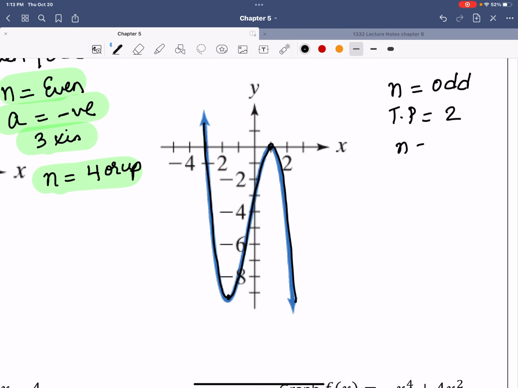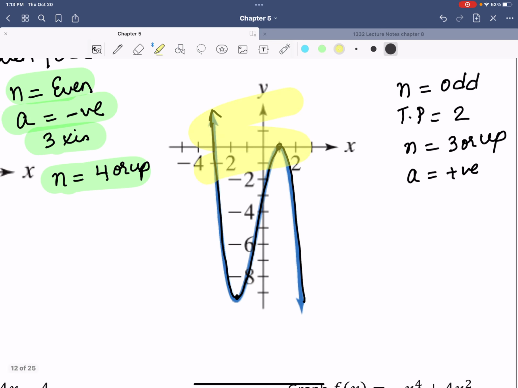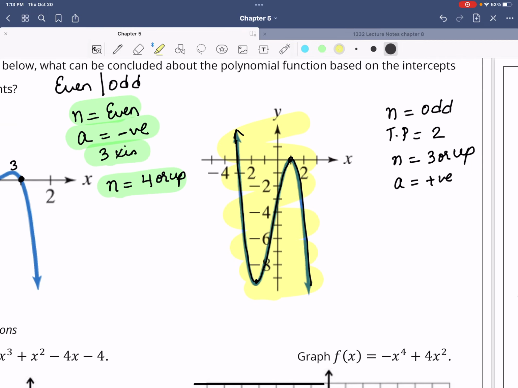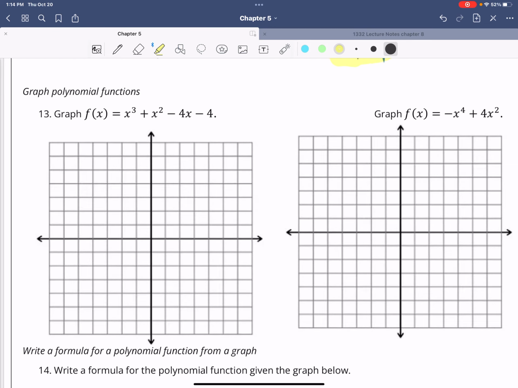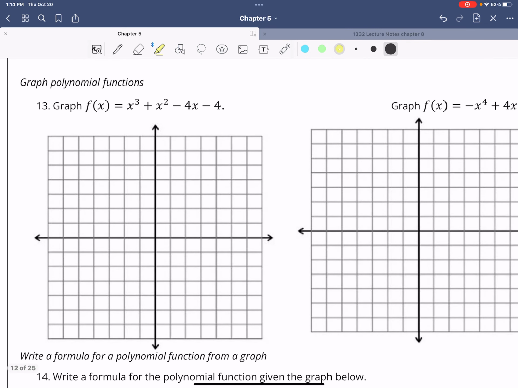That means the n value is 3 or up. And this kind of mimics one going up and one going down, so the leading coefficient is positive. So the highest power of this graph could be 3 and up, I have 2 turning points, and it's an odd function. How cool is that? Just by looking at it, you can conclude all of that. Now let's go ahead and graph the next one.